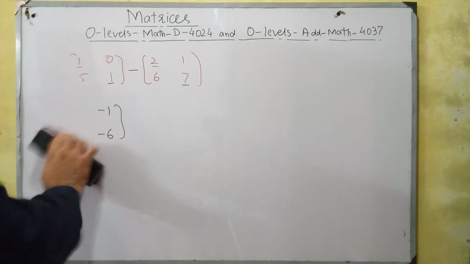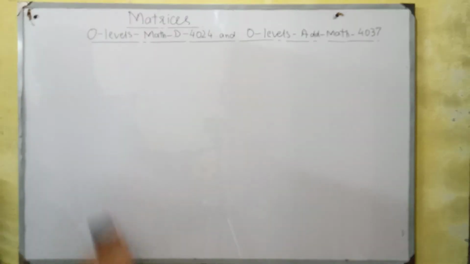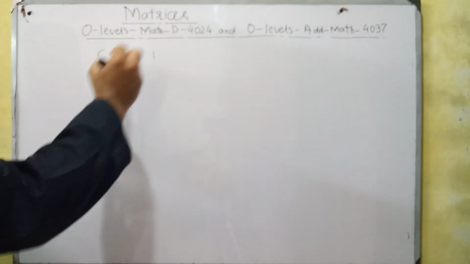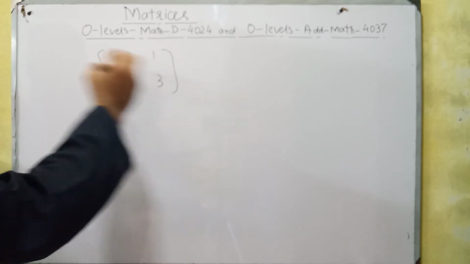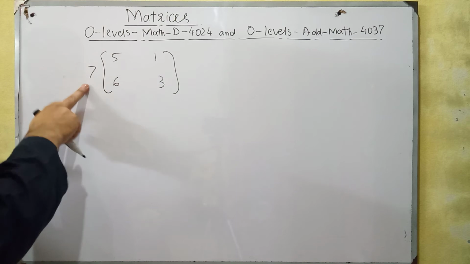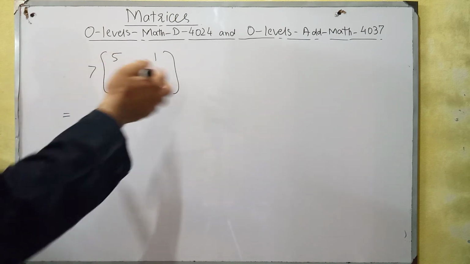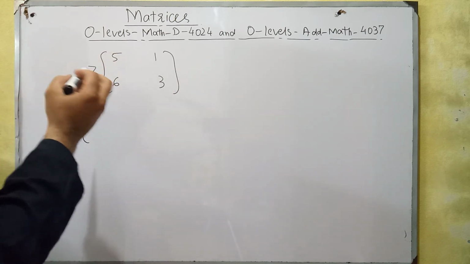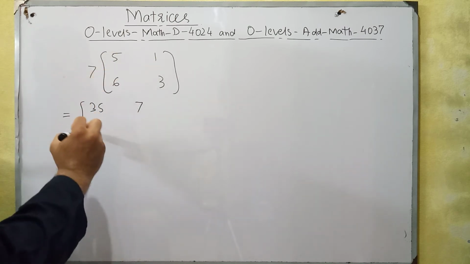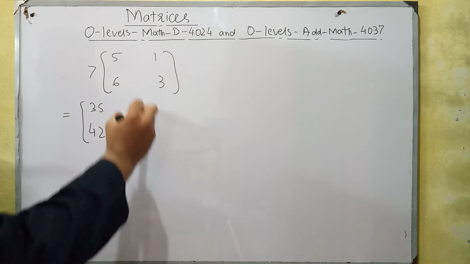Up next we have scalar multiplication. If you multiply any number with a matrix, that number will be multiplied with all entries of the matrix. For example, we are going to multiply this matrix with 7. Now this number will be multiplied with all entries of this matrix. So we will have 7 into 5 is 35, 7 into 1 is 7, 7 sixes are 42, and 7 threes are 21.